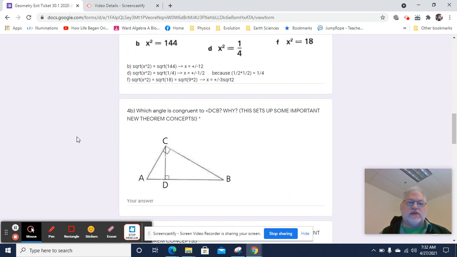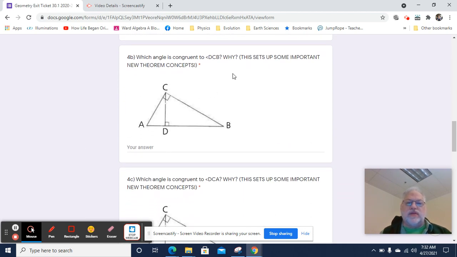All right, the next couple questions deal with some new concepts that are coming up. So what I want you to do is look at this right triangle. This right triangle has an altitude dropped from the vertex C down to a point we're calling D. So that's a right angle, and angle ACB is a right angle. But what I want to know is which angle is congruent to angle DCB. So this is DCB. Which angle is congruent to it?